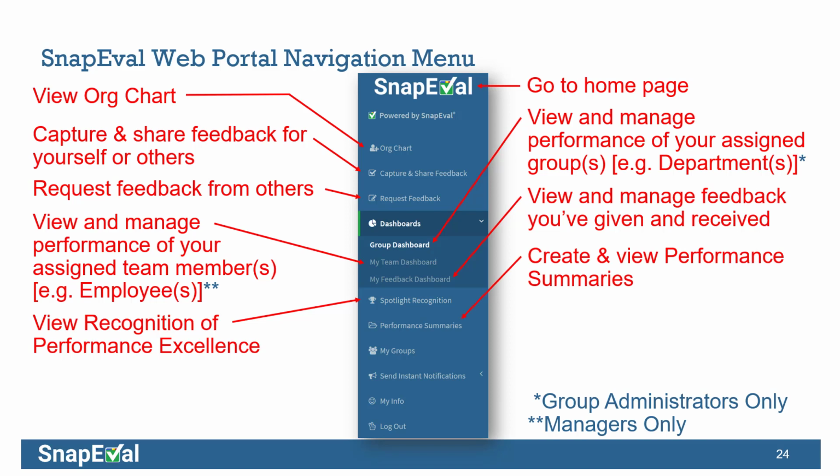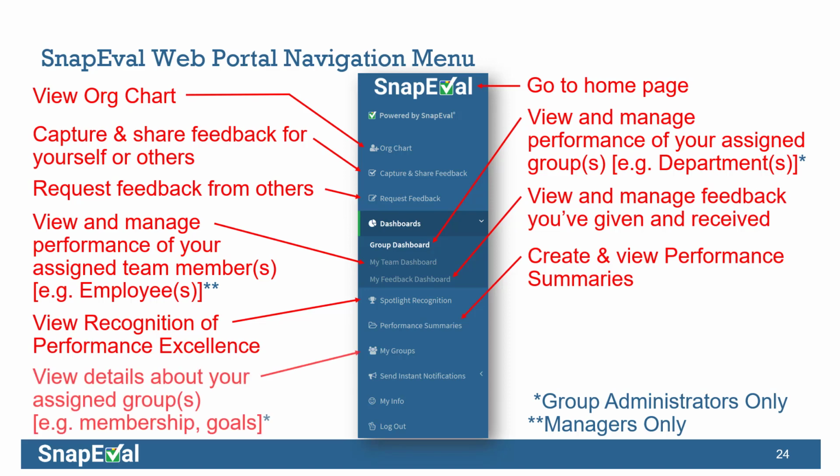Below that is a link called Performance Summaries. Performance summaries in SnapEval are actually like traditional performance appraisals with one important difference. They actually can incorporate the snaps that you've received throughout the year into the performance summary document. And we'll talk more about that in a future video. The My Groups link takes you to a page where you can view details about your assigned groups, such as your group membership and your group goals.